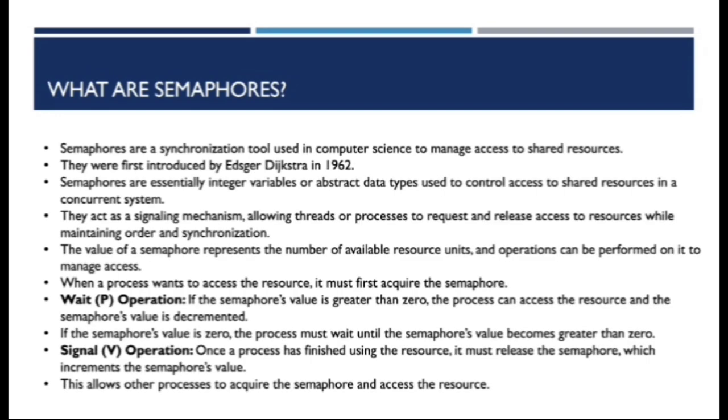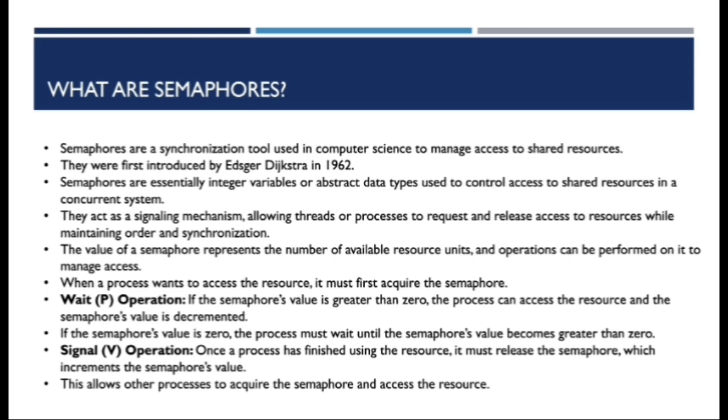Let's get into our topic, semaphores. Semaphores are a synchronization tool. A semaphore is an integer variable or abstract data type used to control access to shared resources in a concurrent system. They act as a signaling mechanism which allows a process to request and release access to resources to maintain order. Here is an important point: when a process wants to access a resource, it must first acquire the semaphore. There are two operations in a semaphore, wait operation P and signal operation V.